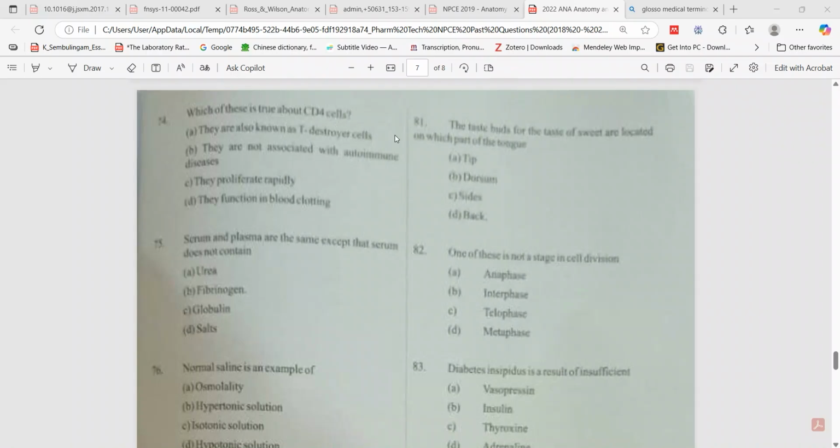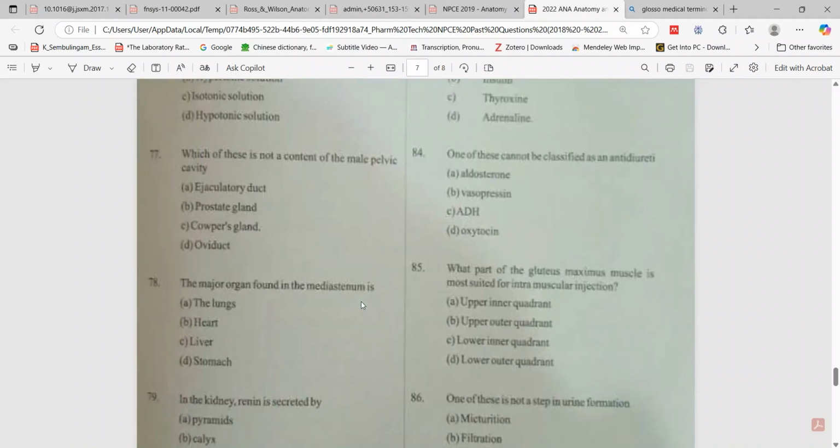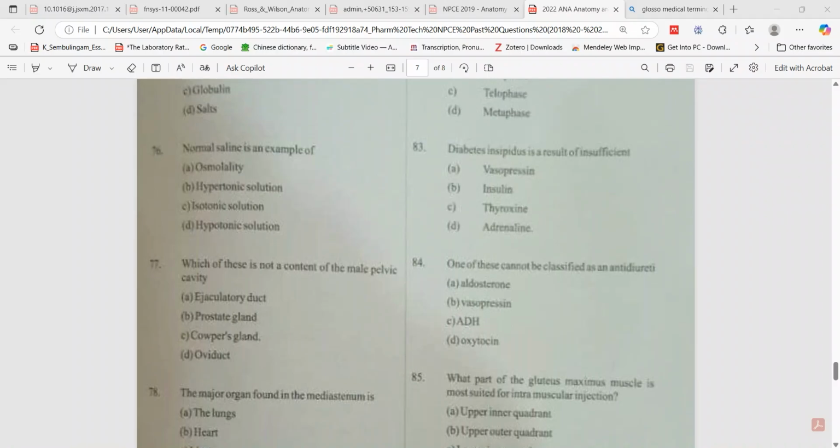Next question. One of these is not a stage in cell division. This one is straightforward. Interphase. Yes, interphase. 83. Diabetes insipidus is a result of insufficient vasopressin, otherwise known as antidiuretic hormone. 84. One of these cannot be classified as an antidiuretic. Oxytocin.